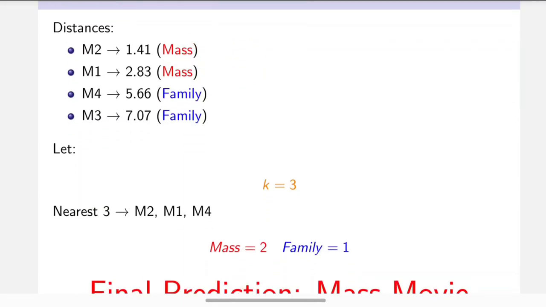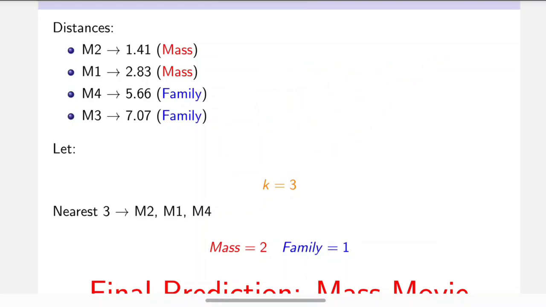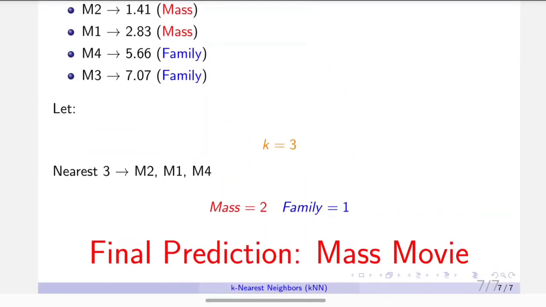Now we count their classes. M2 is mass, M1 is mass and M4 is family. The majority goes to mass. So since mass has the majority, the new movie is classified as a mass movie. The final prediction is mass movie.